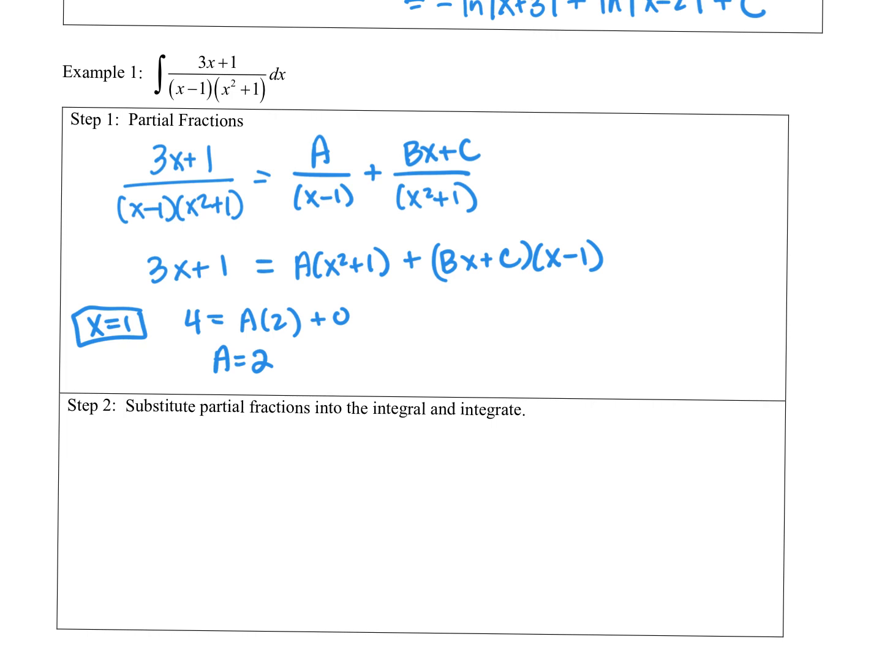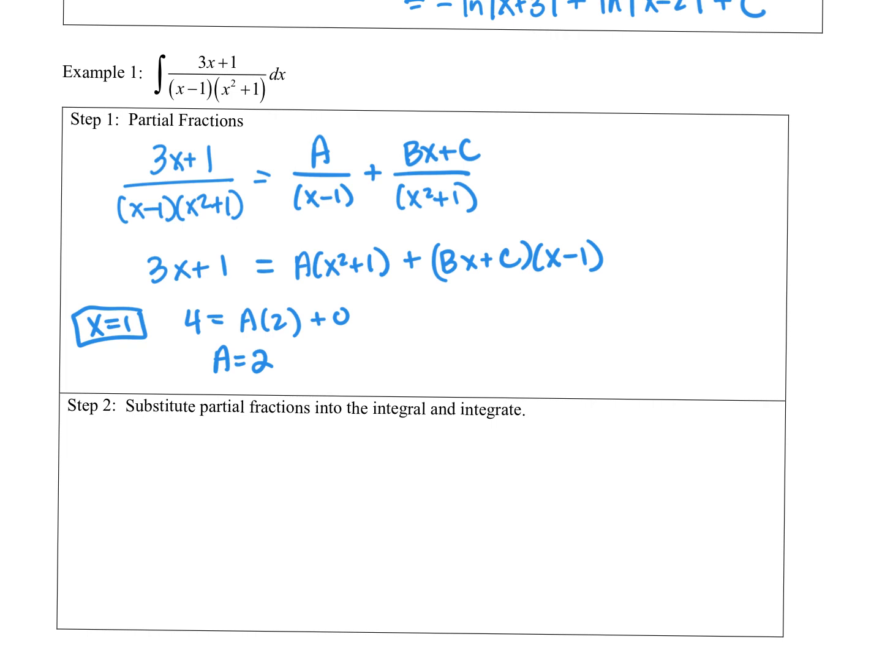Any other values of x that you think might be nice to plug in? So a lot of times what you want to do is look at these factors and see if there's anything that will make it 0. This one, we already used 1. Is there anything that will make this guy equal to 0? You could use an imaginary number if you wanted to. The only problem is, once we plug that in, this will go away, but then you'll have 3i plus 1, and you'll have Bi plus C times i minus 1. So you'll have 2 variables and 1 equation, which is not really going to get us anywhere, right?